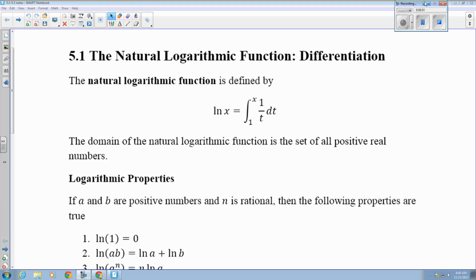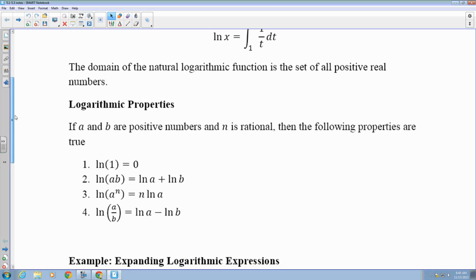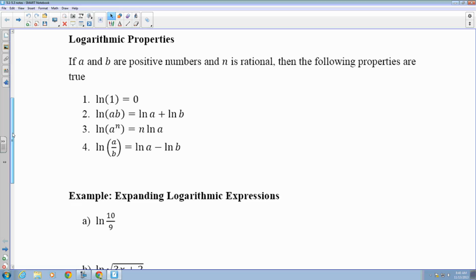Okay, we are starting chapter 5, and the first section is on taking the derivative of natural log functions. Before we start talking about the derivative, I'm going to skip that first part for now. We're going to talk about all the logarithmic properties, remembering back to advanced algebra. All of these properties we're going to be using to expand them so that we can take the derivative eventually.